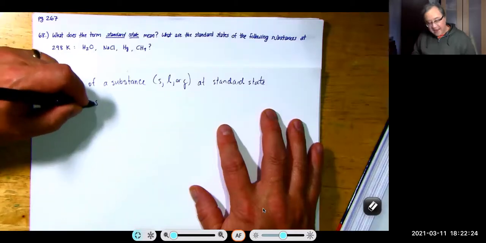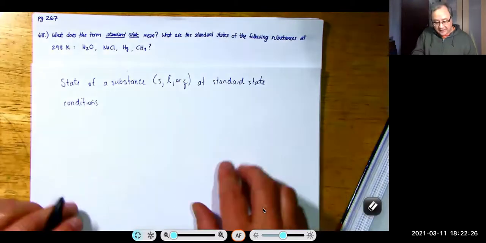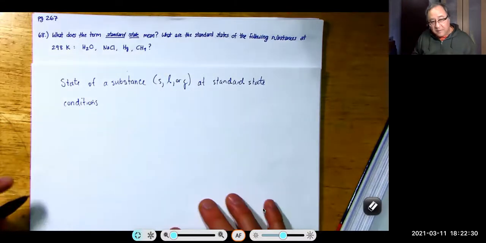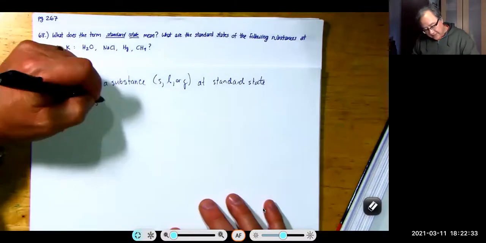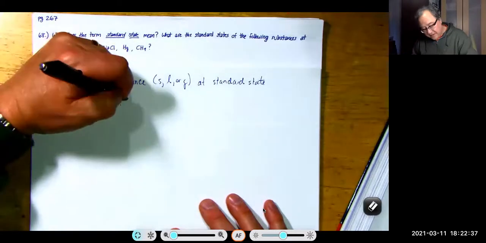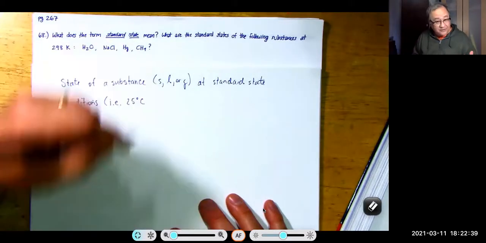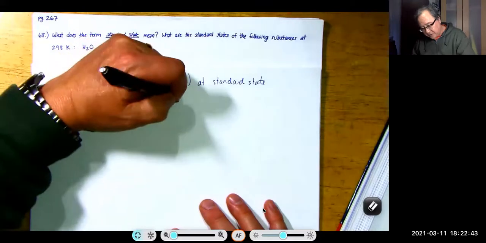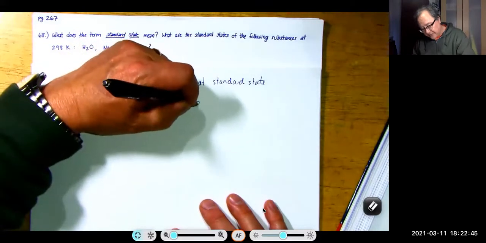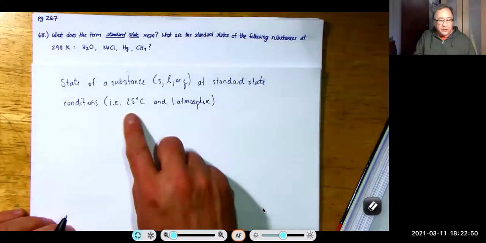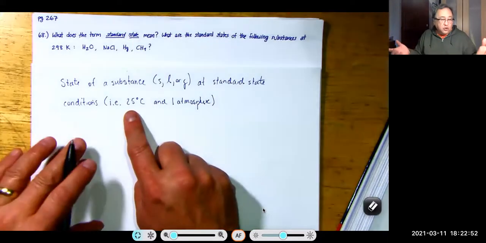Now, that answer is not enough because we're saying the state of a substance at the standard state. Oh, okay. What do we mean by standard state? That is 25 degrees Celsius. It's defined, so that's exact. And 1 atmosphere of pressure. And that's also defined, and that's exact. So basically, room temperature under normal pressure.